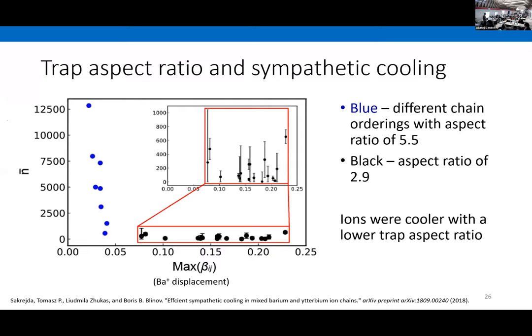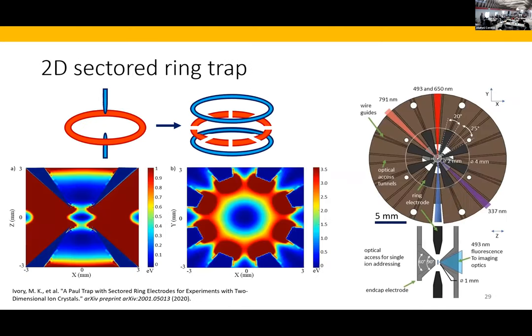Can I ask one more question? I was just interested in the 2D crystals. I don't know if that's an easy thing to answer, but how robust is the Doppler cooling with the micromotion, particularly for the ones that go out to the edge? I think it's pretty good.